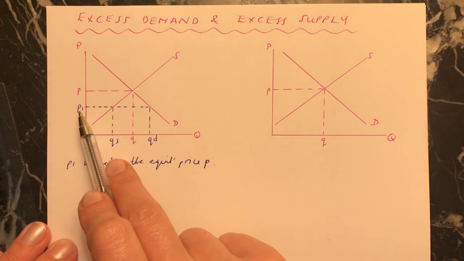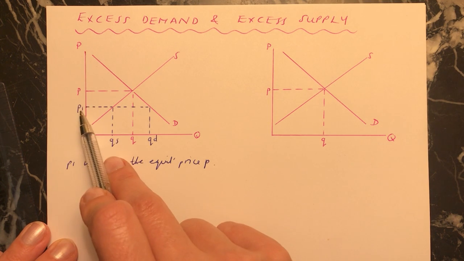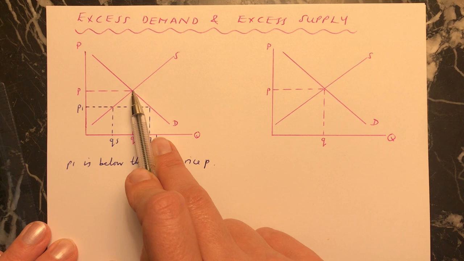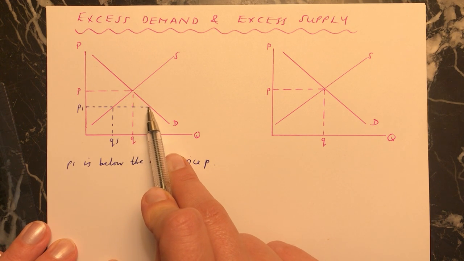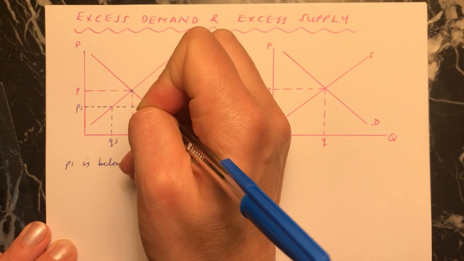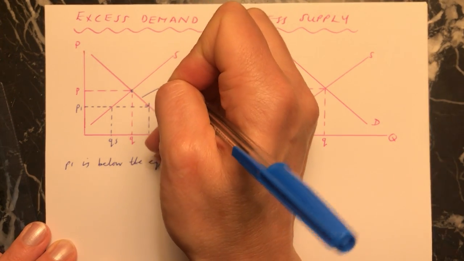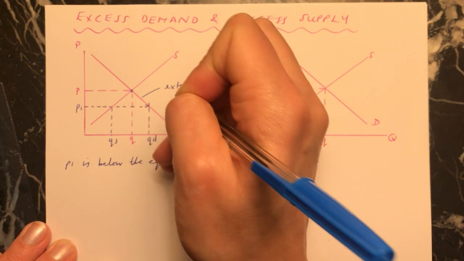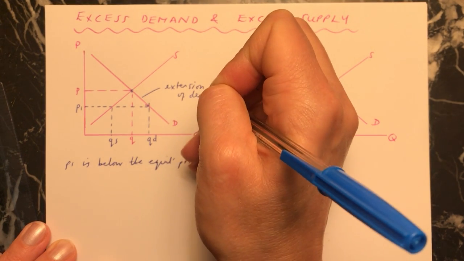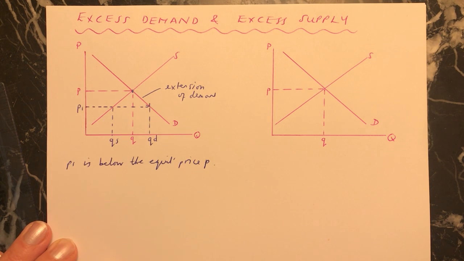And we can see when the price is below the equilibrium price, this means that more people will want to demand the product because it's a lower price than normal. And remember, when we move from here to here, we call that an extension of demand. We've moved along the demand curve due to a change in price.